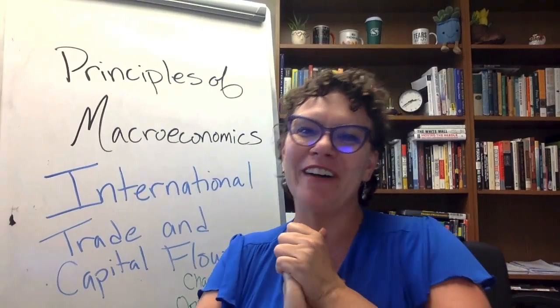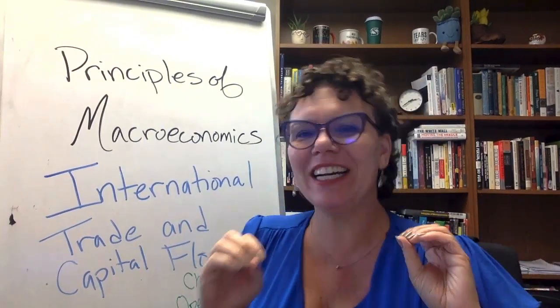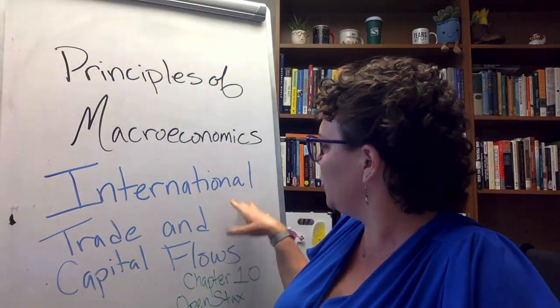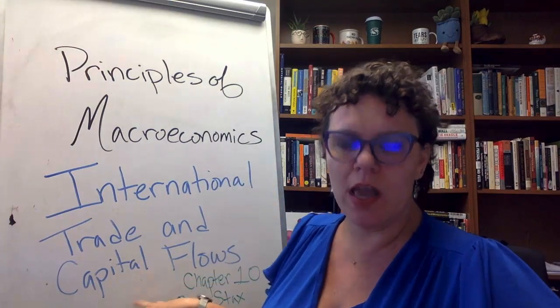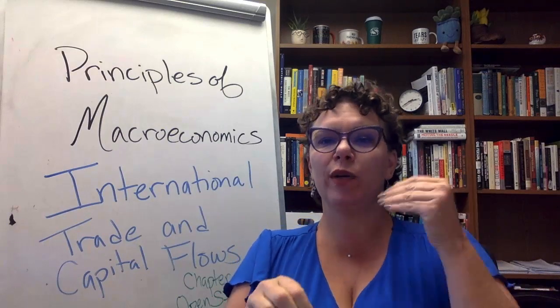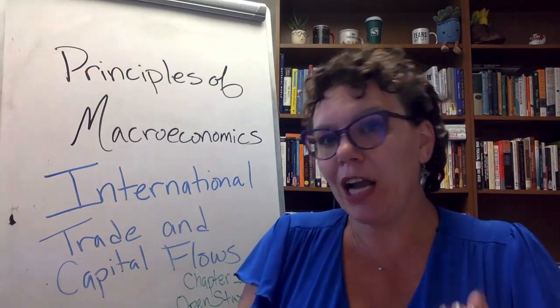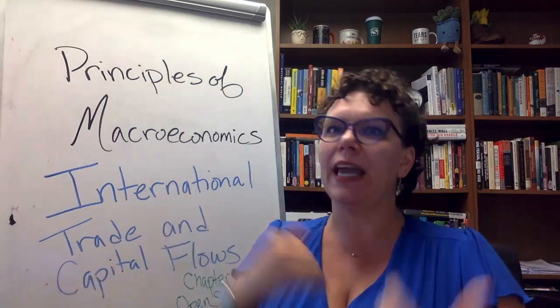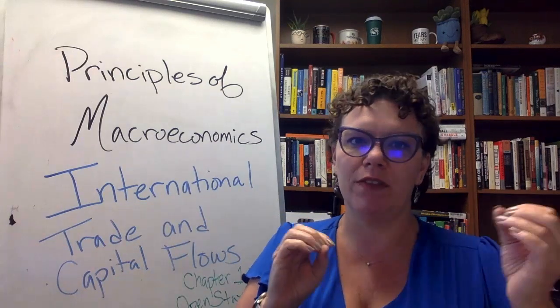Hi everybody, welcome back. Today we are going to look at Chapter 10 in the OpenStax textbook, looking at international trade and capital flows. If you're following along with us as we progress, we went through international trade last week, talking about imports and exports, gains from trade, comparative advantage, all of that.